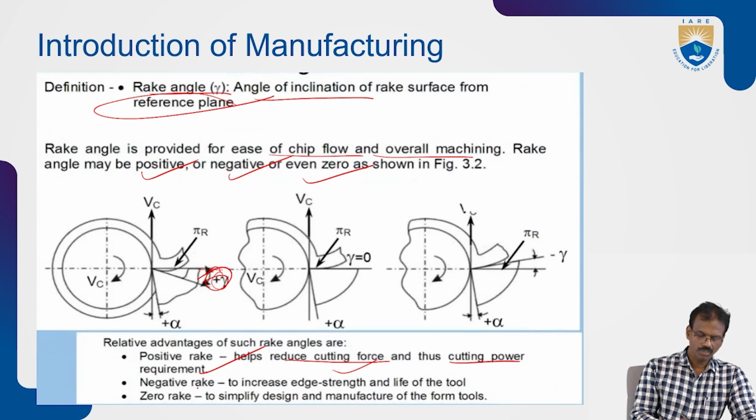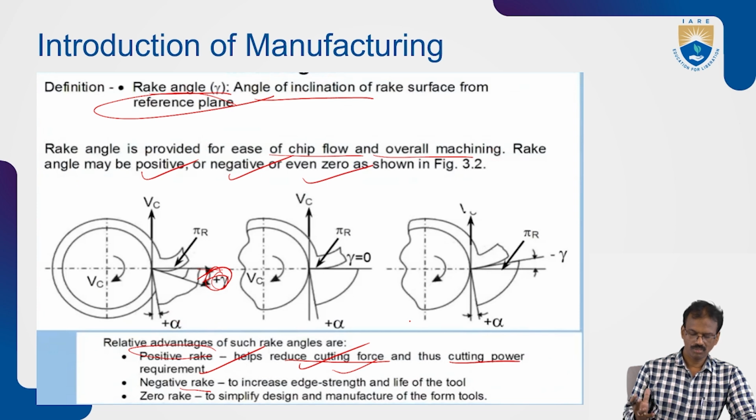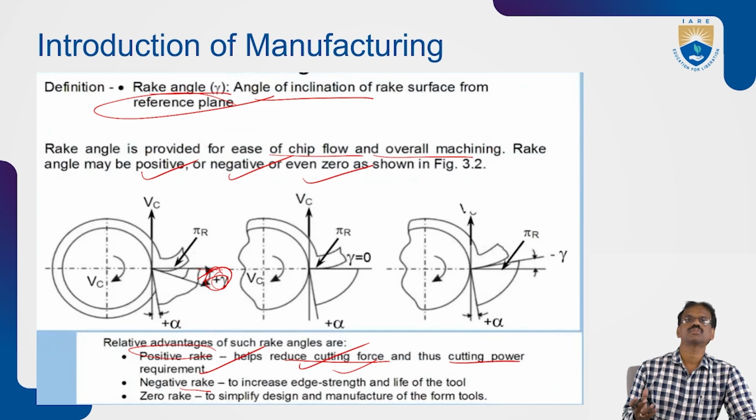Next, the negative rake angle. Because of the positive rake angle, we can reduce the cutting force, so we'll get smooth surfaces also. The next one is the negative rake angle. Negative rake angle means the flat surface of the tool is above the reference plane, just like this one. This is the angle between the plane and the reference plane. So this is the negative rake angle.